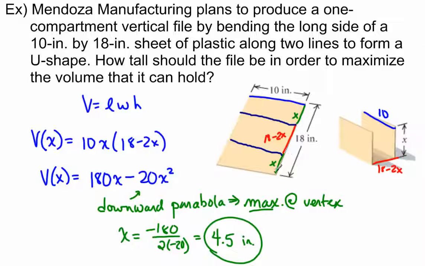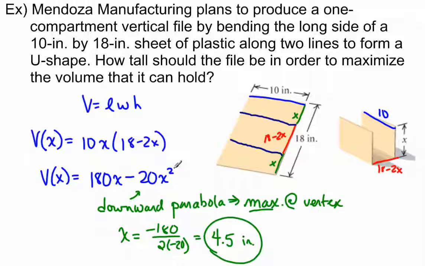Now, we started with 18 inches total. We used X away here, so that leaves me with 18 minus X for this little section here. Well, that little section corresponds to the width of that file. So I folded X units, that's how much my height is. It's going to be 10 because that's how much the plastic was in width, and then the width of the file is 18 minus 2X. So when you multiply all three of those dimensions together, we're going to come up with a volume. When I simplify that expression, I get 180x minus 20x squared.